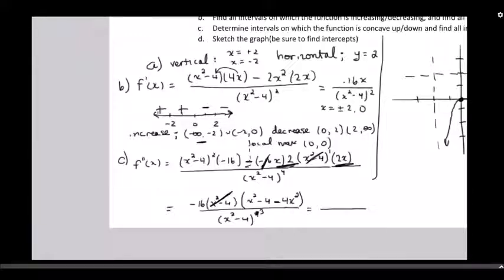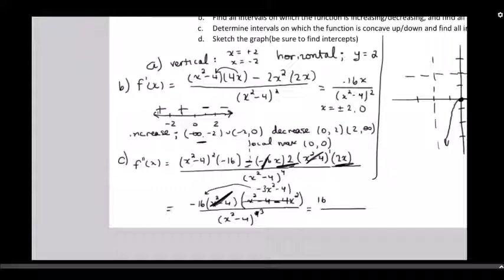And then here inside the parenthesis can all be simplified to negative 3x squared minus 4. And since both terms are negative, I can factor out another negative. I can factor out a negative sign. And that negative 16 is going to become a positive 16. So we would have positive 16.